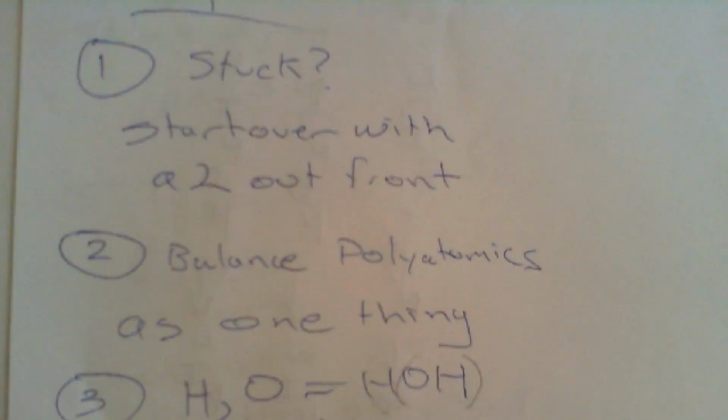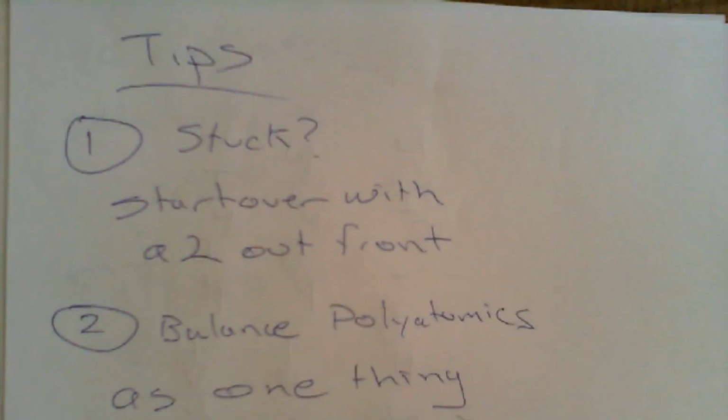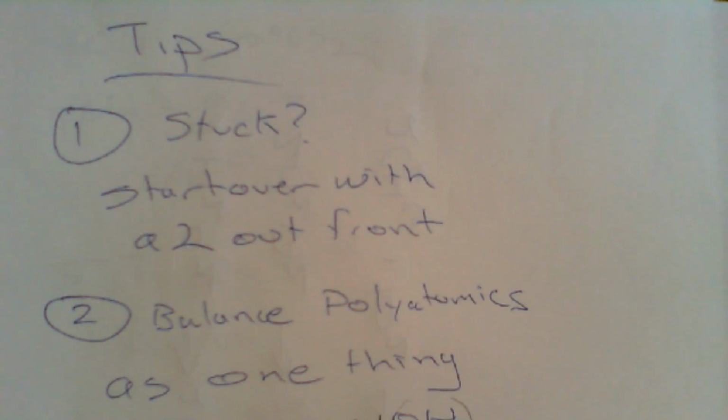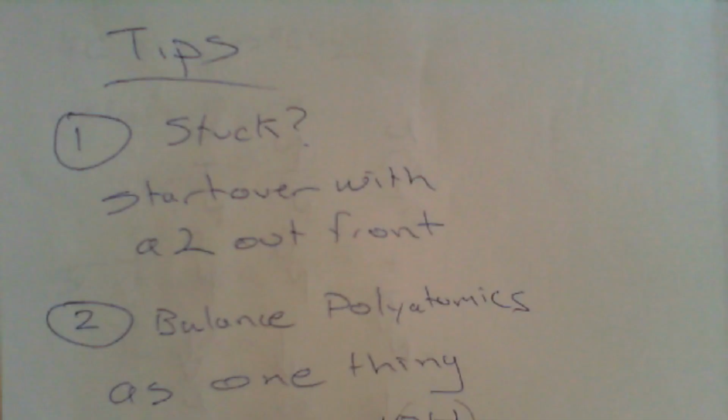Let's take a look at the list that we made for the tips of how to balance. Tip number 1, if you're trying to balance these reactions and you get stuck, the very first thing you should do is stop, start over, and put a 2 out front. You're essentially doubling everything that's in there, and most of the time that works itself out.